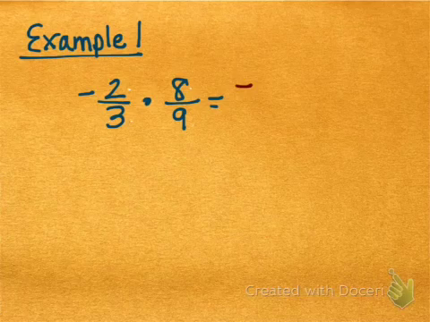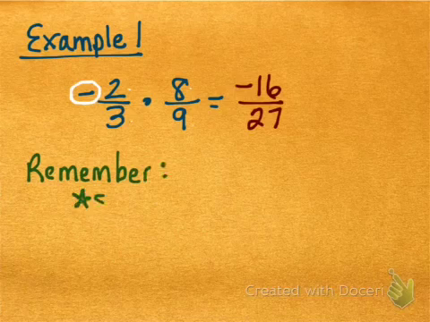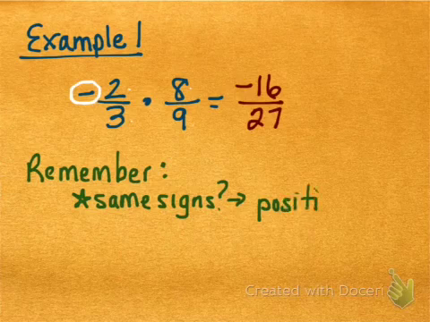So the next step is to multiply just going straight across. And remember, your negative goes with the numerator. Okay? So negative 2 times 8 is negative 16. And then 3 times 9 is 27. And that is it on that answer. You can't simplify that anymore.